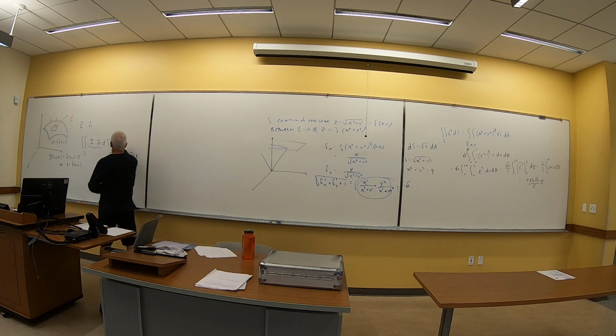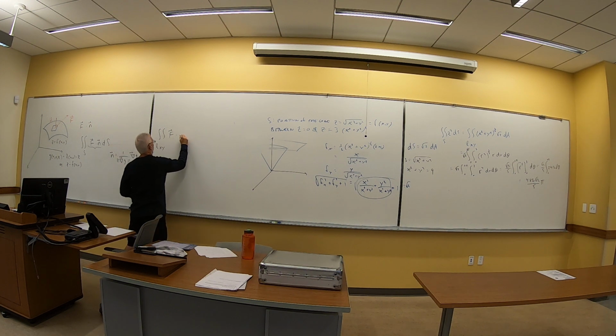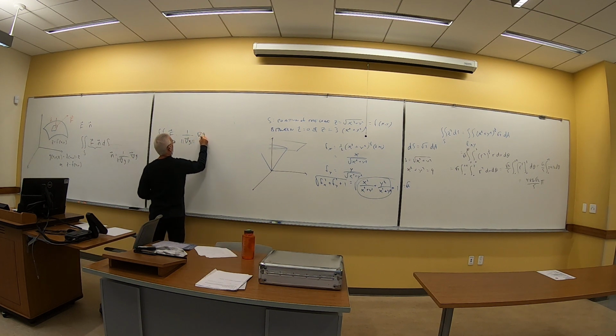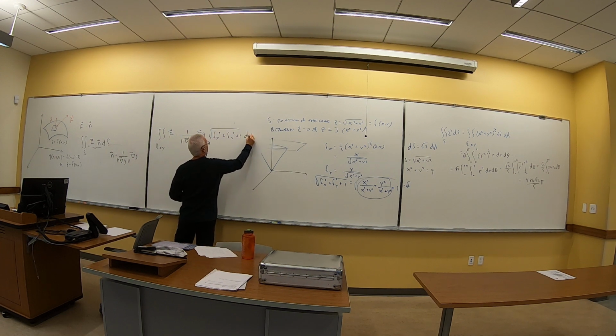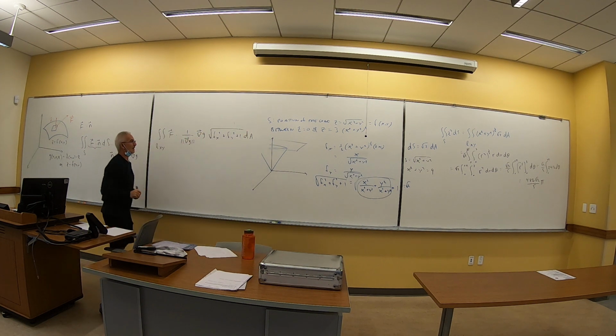So now, that means this will be the double integral over the region in the xy plane of f dotted with 1 over the magnitude of the gradient times gradient. And then I'm going to multiply that by fx squared plus fy squared plus 1 dA. That's a lot of stuff.